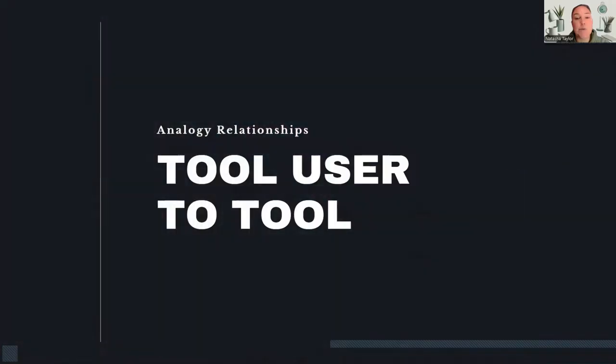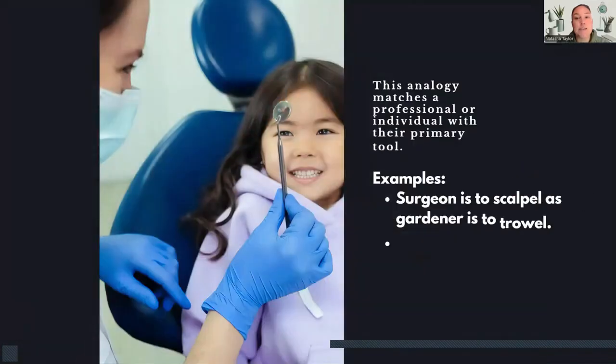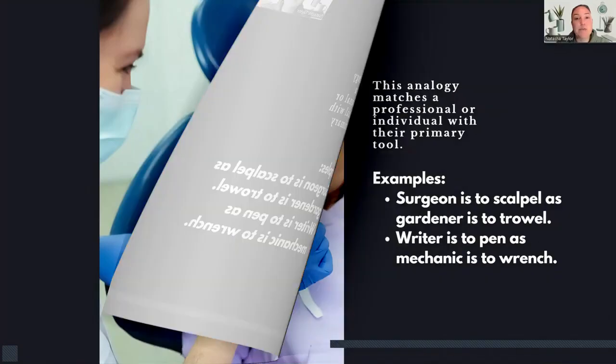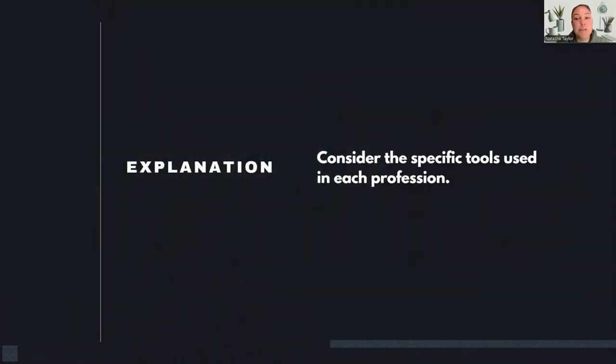Analogy relationships, tool user to tool. This analogy matches a professional or individual with their primary tool. Examples: surgeon is to scalpel as gardener is to trowel. Writer is to pen as mechanic is to wrench. Explanation: consider the specific tools used in each profession.